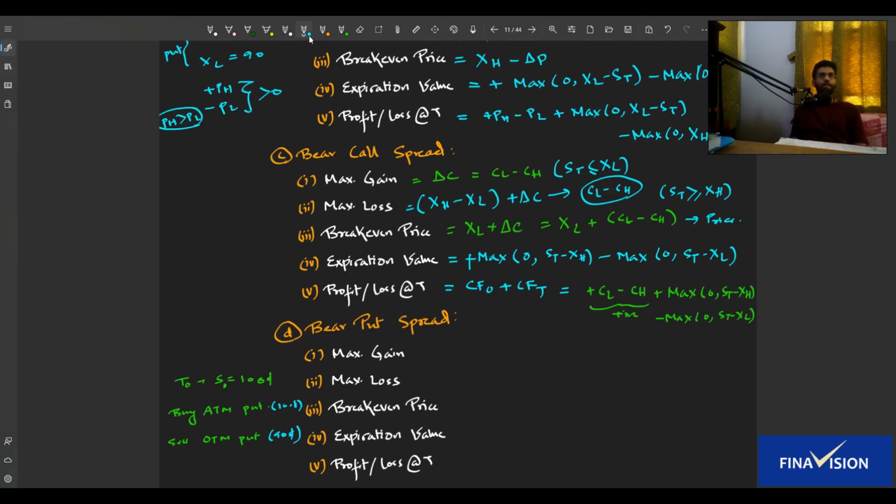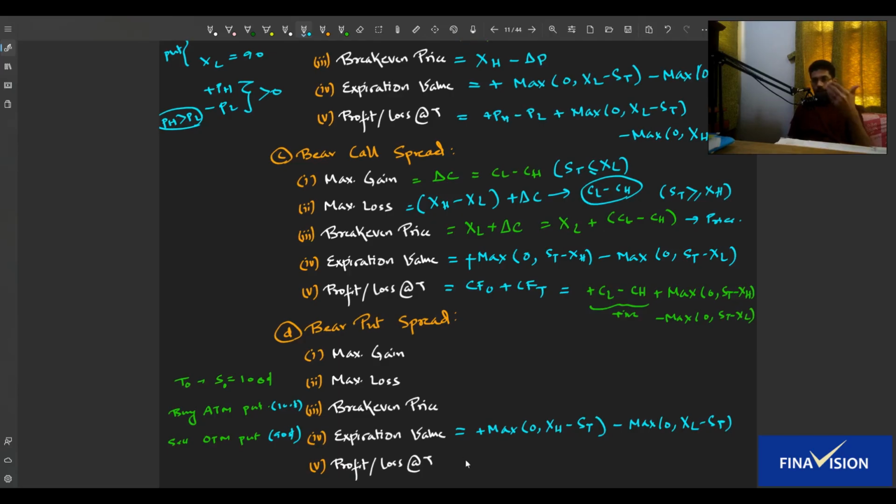Now here in this case, the value at expiration. What is the value at expiration, friends? Here we are buying the higher strike, so plus max(0, XH minus ST), ST being the price at expiry, minus we are selling the lower strike put, so max(0, XL minus ST). Rather than trying to memorize the max gain, max loss, break-even price, expiration value, profit and loss, it is better to understand how the processes are occurring so that you can actually calculate it yourself.